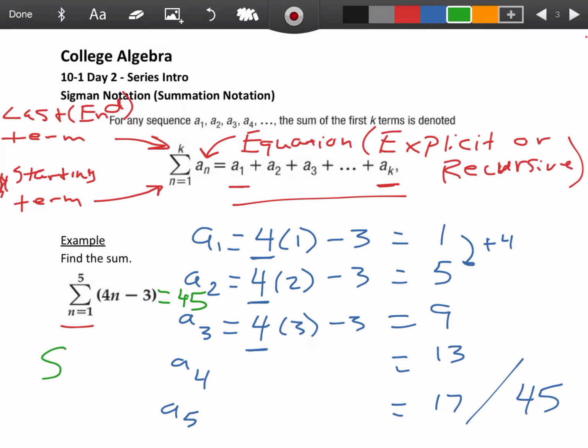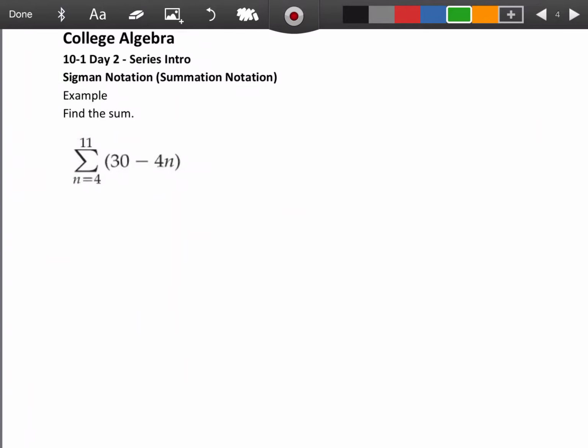So we don't really use the S6 here, or sorry, this would be S5. The difference between S5 and sigma notation is that S5 means that we're doing the first 5. Here we're not necessarily starting at the first term. We could start at the third term. So that's where sigma notation is a little bit different than the answers that we've been writing before.